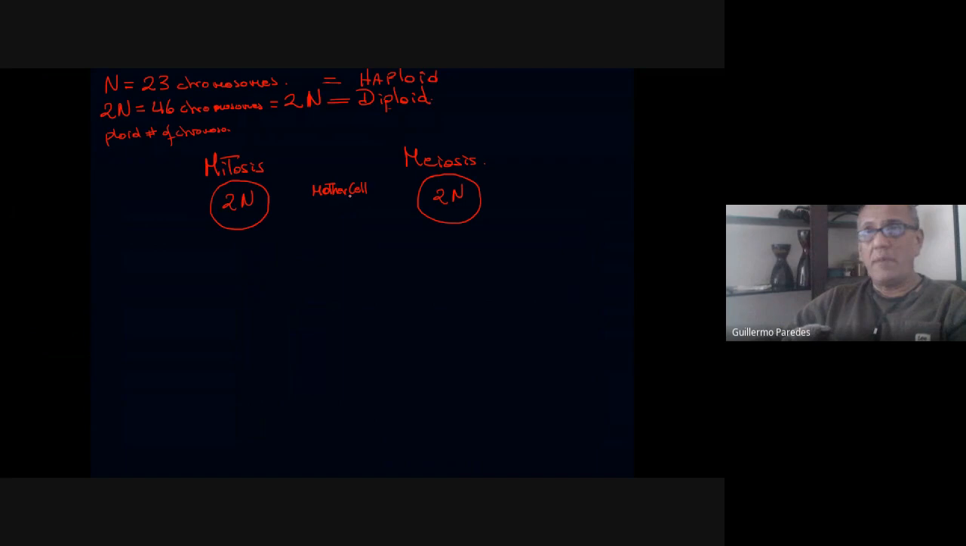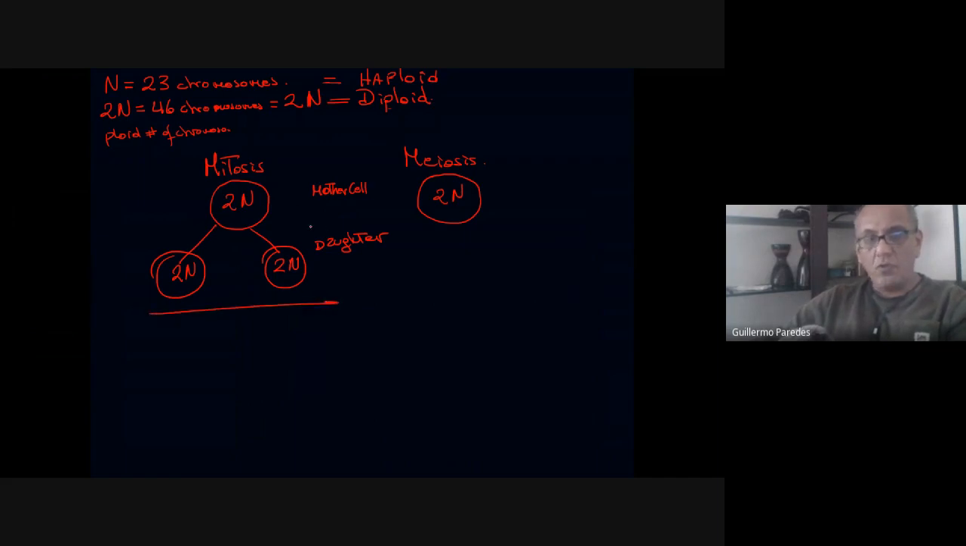So all the body is going to have 2N chromosomes. Every single cell of your body has 46 chromosomes. Now, mitosis is going to have two daughter cells, and these two daughter cells are going to have an equal number of chromosomes. And that is the end.